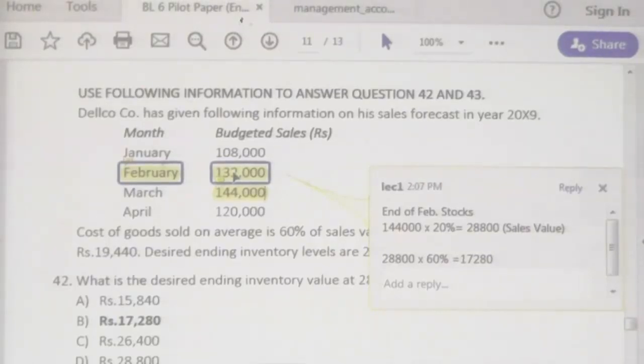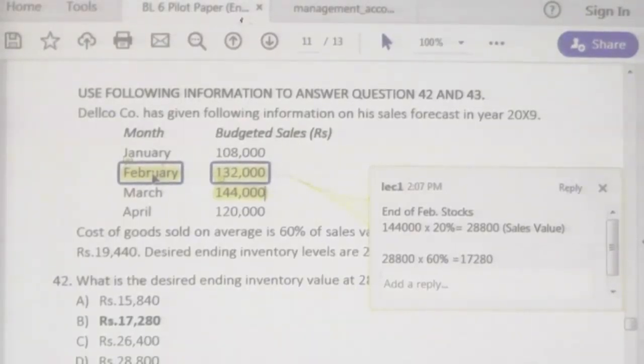February end stock in quantities, right? February end stock needs to be calculated in quantities. That is a very important point. Now February end stock will depend on March sales requirement. 20% of March sales requirement will be the February end stock. That will be the March beginning, right?